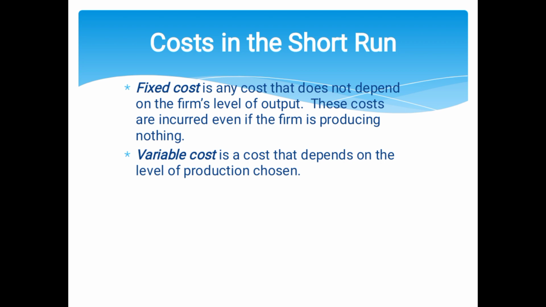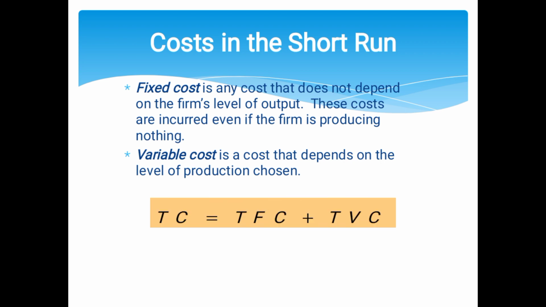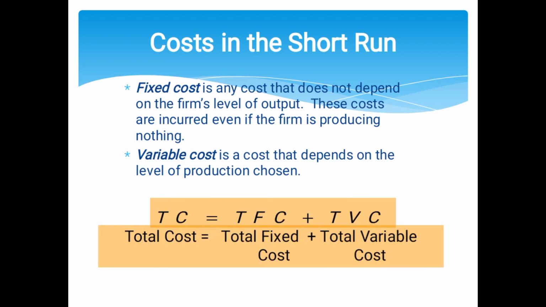The second one is variable cost. Variable cost is a cost that depends on the level of production chosen. Ini na depende kung bagan ang variable cost is na depende la siya kung nano ang levels and production na mao ang ginpili. So here's the formula. Total cost is equals to total fixed cost plus total variable cost.